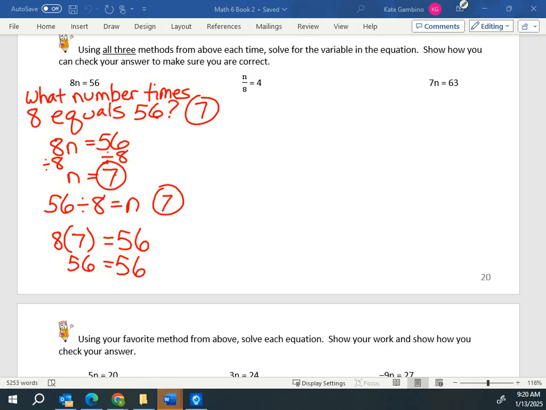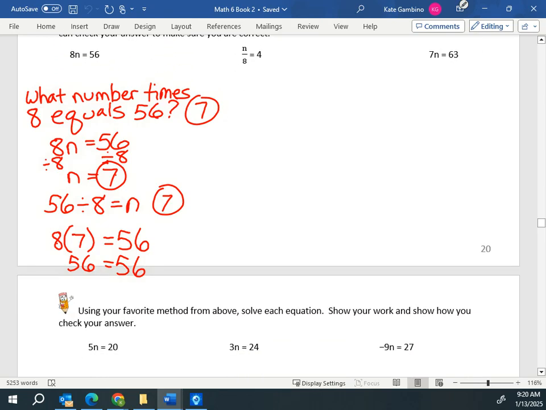Let's look at our next one. n over 8 equals 4. What question would I ask? What do you think I would ask to find that answer? I only have a couple people who know the question. How should I ask that? What do you think, Emerald?